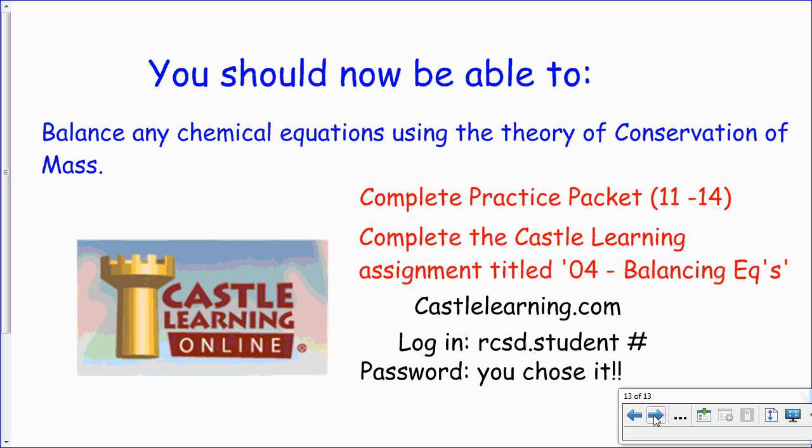I don't expect you to understand this down cold yet because it takes a lot of practice to get this. So there's a lot of practice pages, 11 through 14, plus a small mini multiple choice assignment on our castleLearning.com.